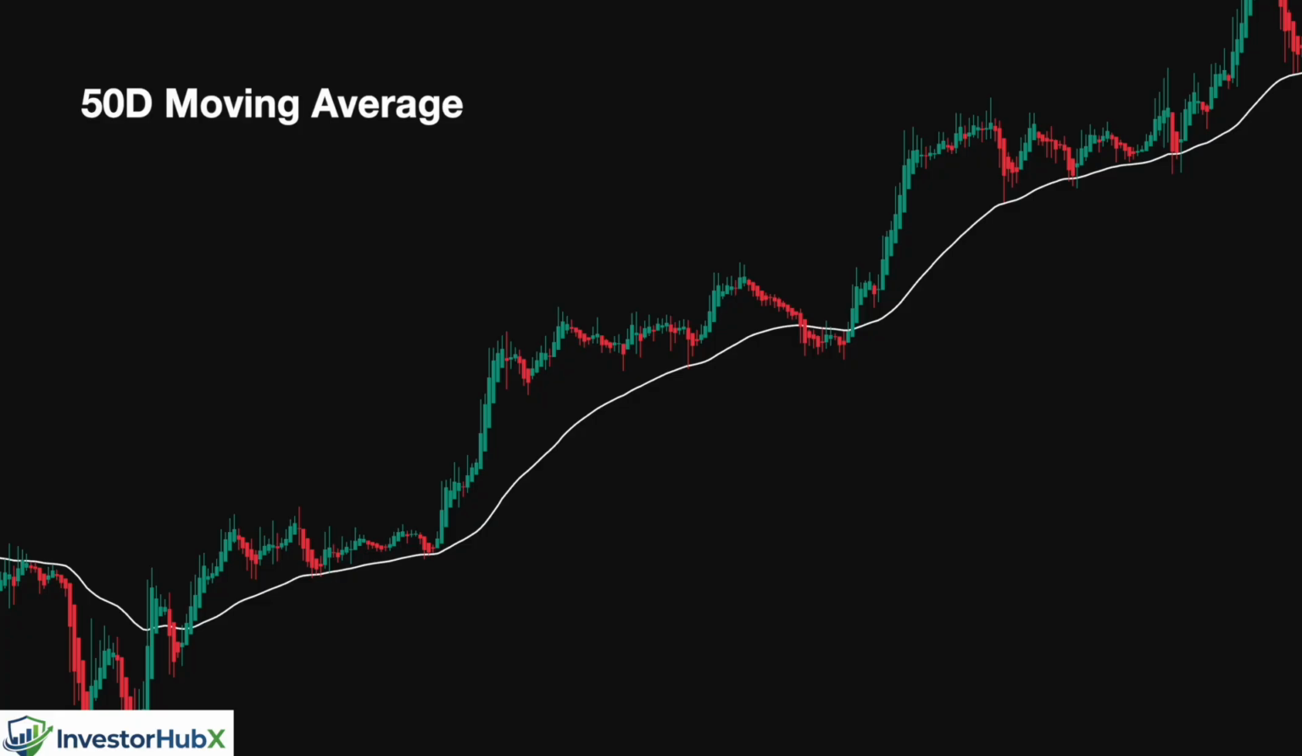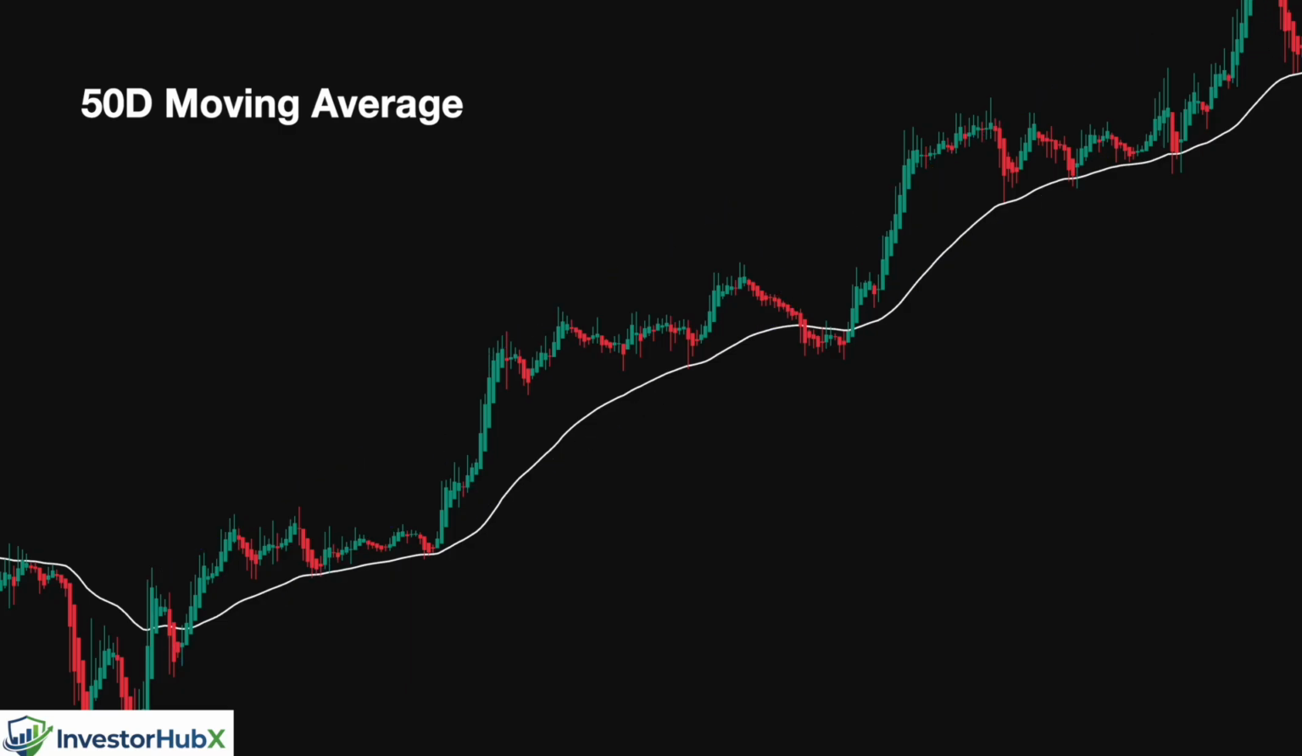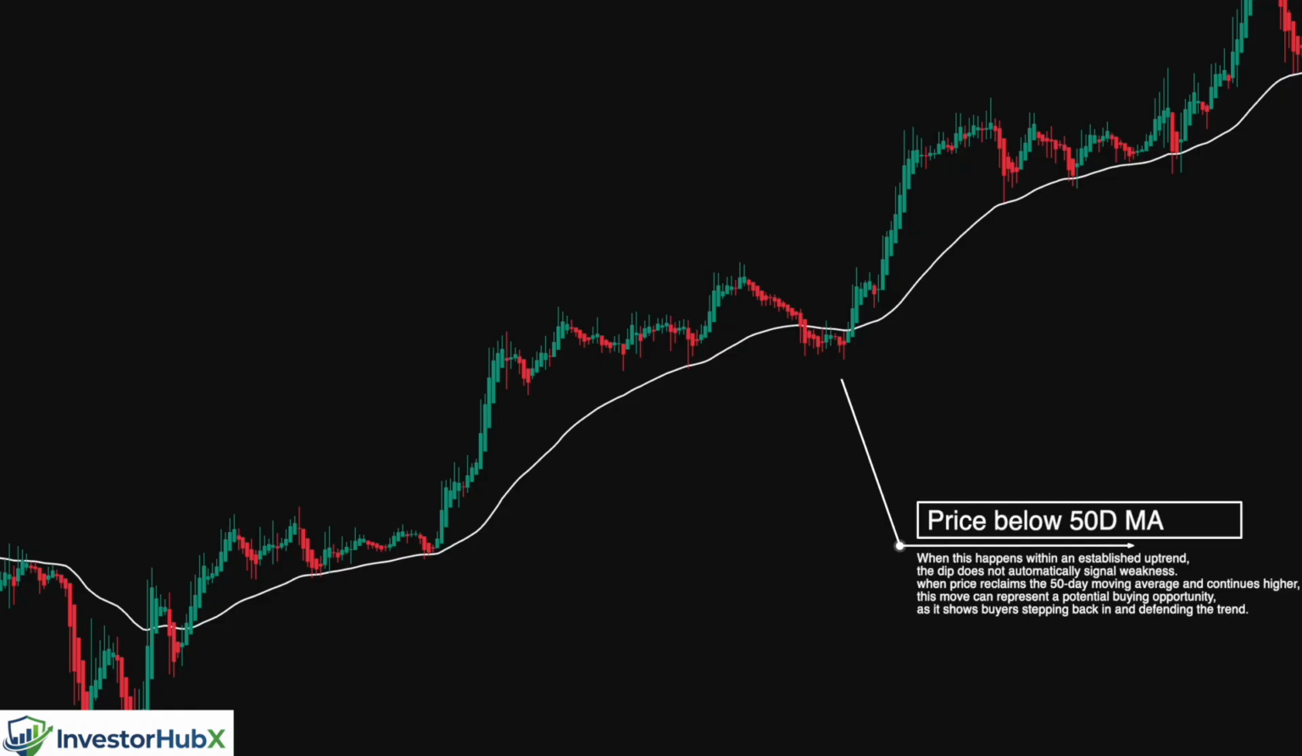The 50-day moving average is commonly used to gauge the medium-term trend of the market. In a healthy bull market, price generally stays above the 50-day moving average, with pullbacks often finding support around it. However, it's important to understand that price does not always respect the moving average perfectly. In some cases, price may briefly dip below the 50-day moving average and then quickly reclaim it.